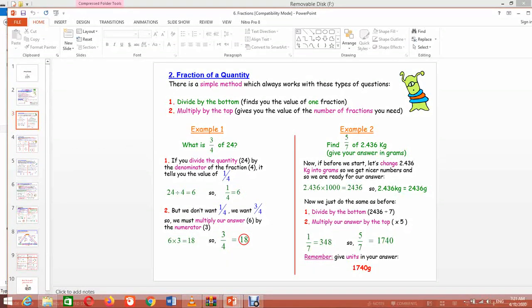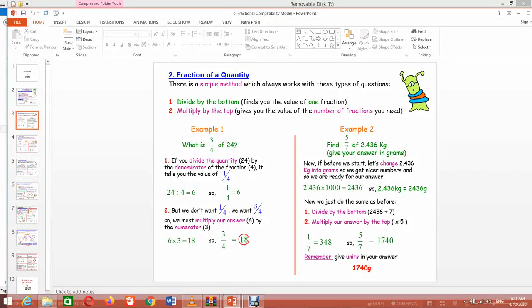1. If you divide the quantity 24 by the denominator of the fraction, and the denominator of the fraction is 4, it tells you the value of 1 over 4. So that means 24 divided by 4, and the answer is equal to 6. So you could see that 1 over 4 has given us an answer of 6, from the 24 divided by 4.